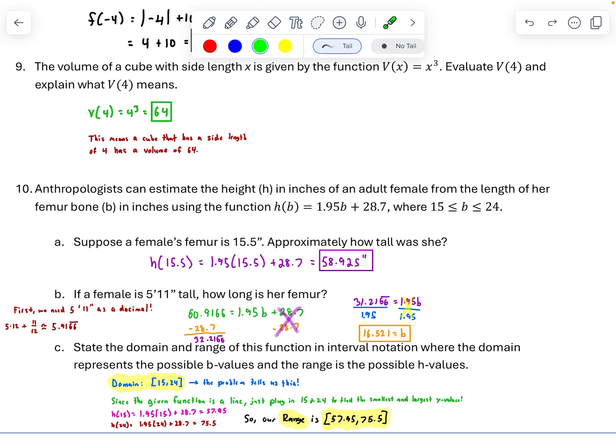All right, I'll let you read this problem here. But basically we have a function right here that we're going to use where b is the length of a femur bone and h is height. So here they give us the length of a femur bone. So we're just going to evaluate h of 15.5, just like the math we did in the problems above. So we plug 15.5 in for b right there, calculate that, and you get that.